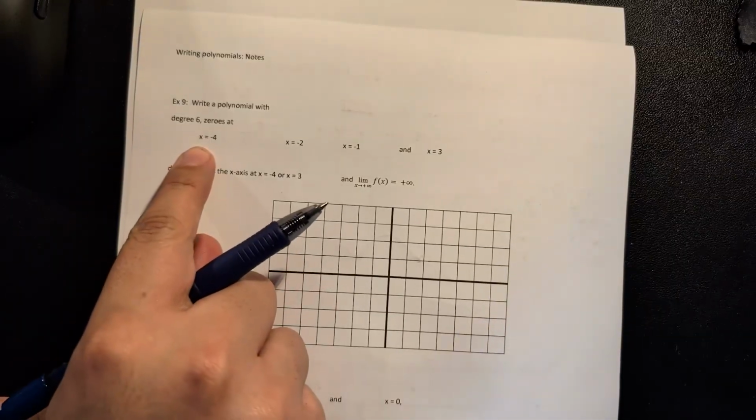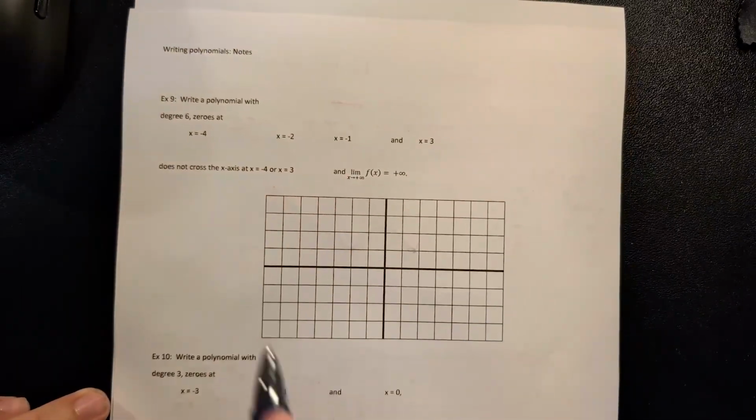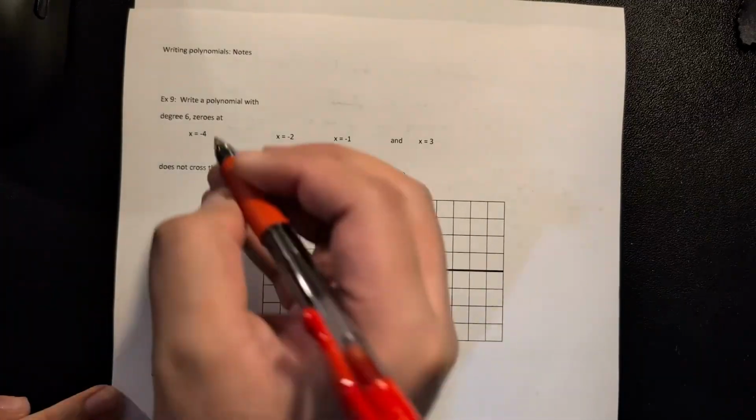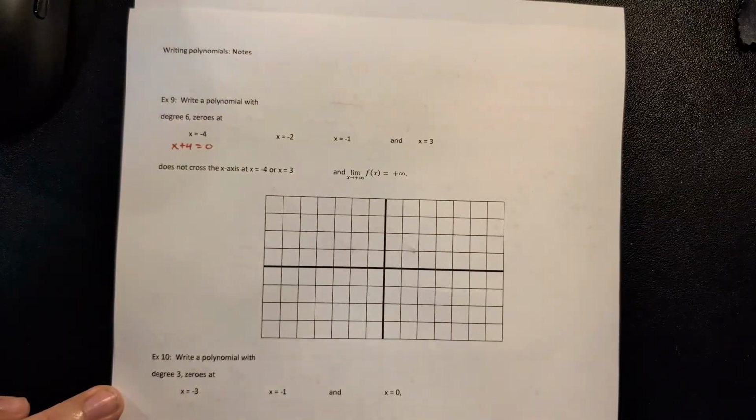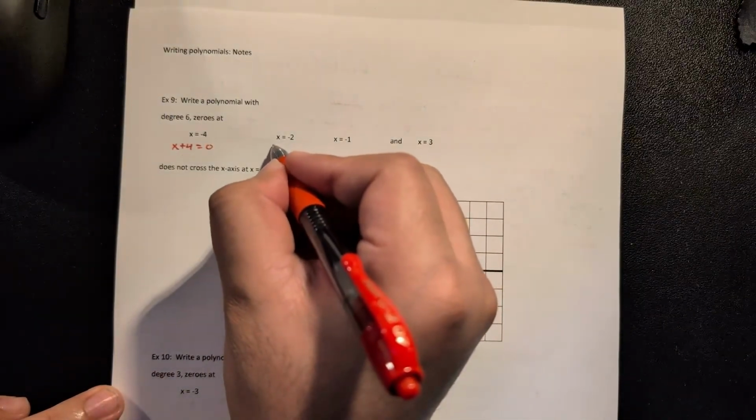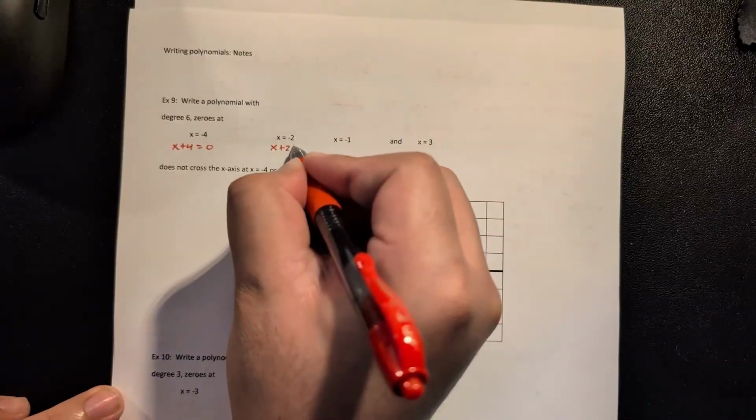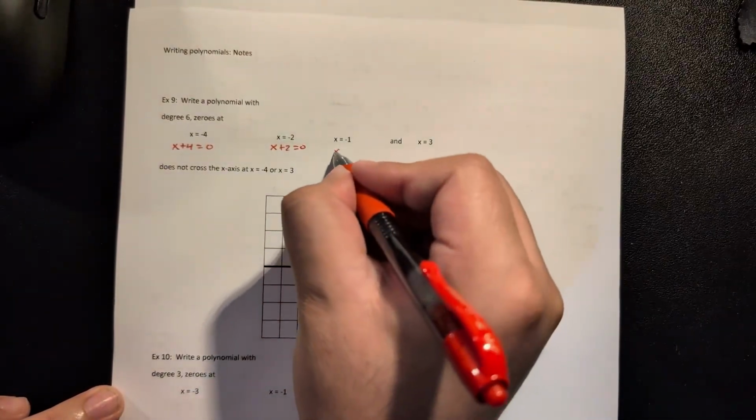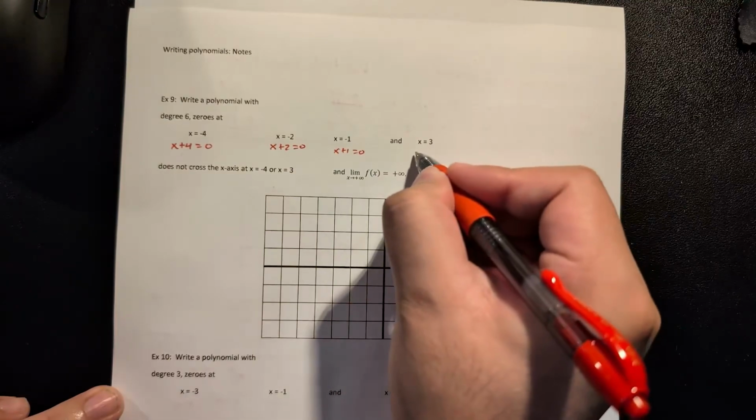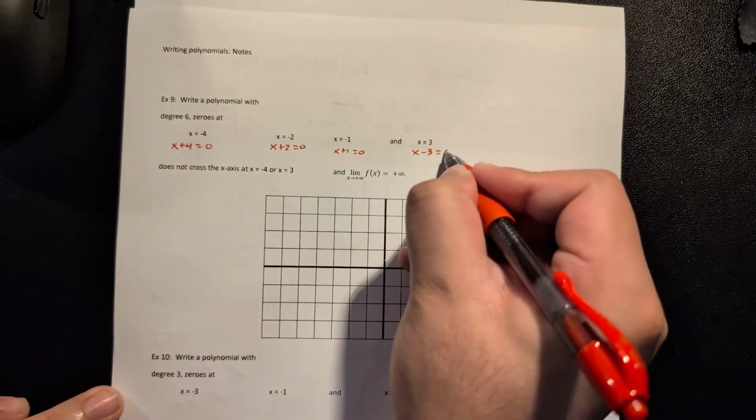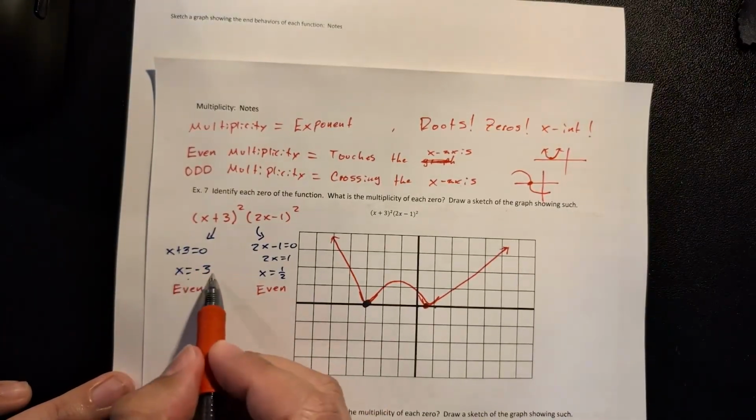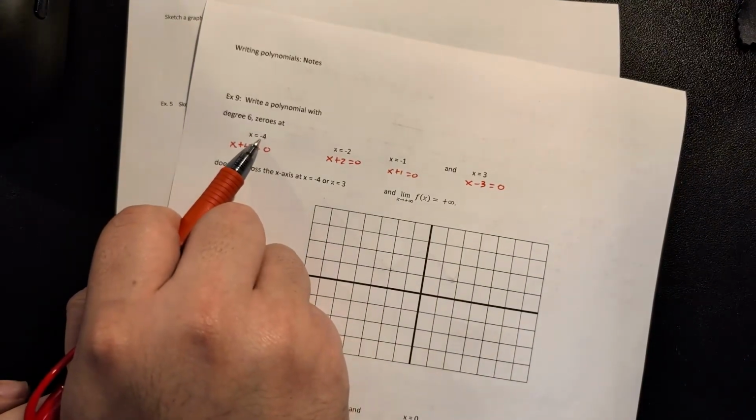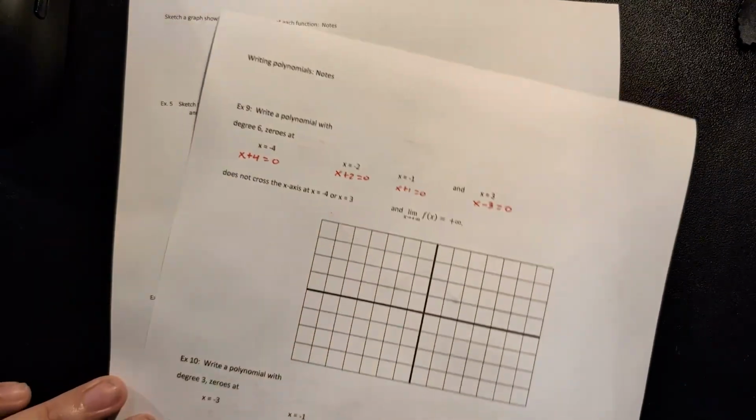If I want to set it equal to 0, I need to move this minus 4 over. So we're going to have x plus 4 is equal to 0, and then here we're going to have x plus 2 is equal to 0, and then x plus 1 is equal to 0, and x minus 3 is equal to 0. Okay, so we are here. So we started here, and then we're going up. We started with the x equals, and then we set it equal to 0. And then what was our last step?